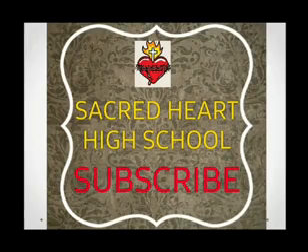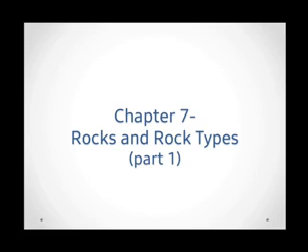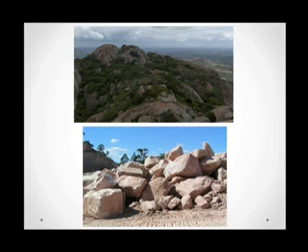Hello students, today in this session we are going to start a new chapter, that is chapter 7, Rocks and Rock Types. We'll start by looking at some pictures. Here we have a picture of a mountain, and the next picture is about some stones.